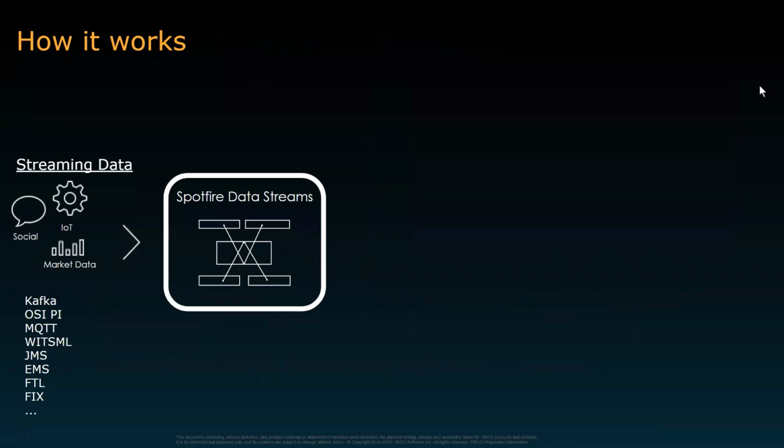So those are some use cases, but now let's look into how it actually works under the hood and the new things that we have for streaming data in Spotfire 10.6. At the left here, you have streaming data. You may have social data, IoT data, or market data, etc. And this is coming in through some sort of technical protocol that could be Kafka or OSI-Pi, MQTT, etc. And this goes into Spotfire data streams, which is the high-performance continuous query engine that we use, for example, to time window the data, perhaps aggregate it, even transform it.